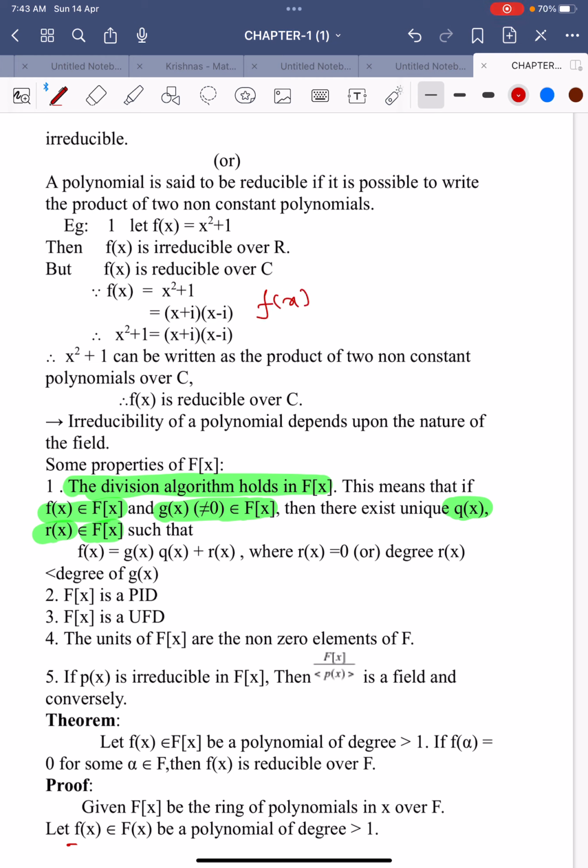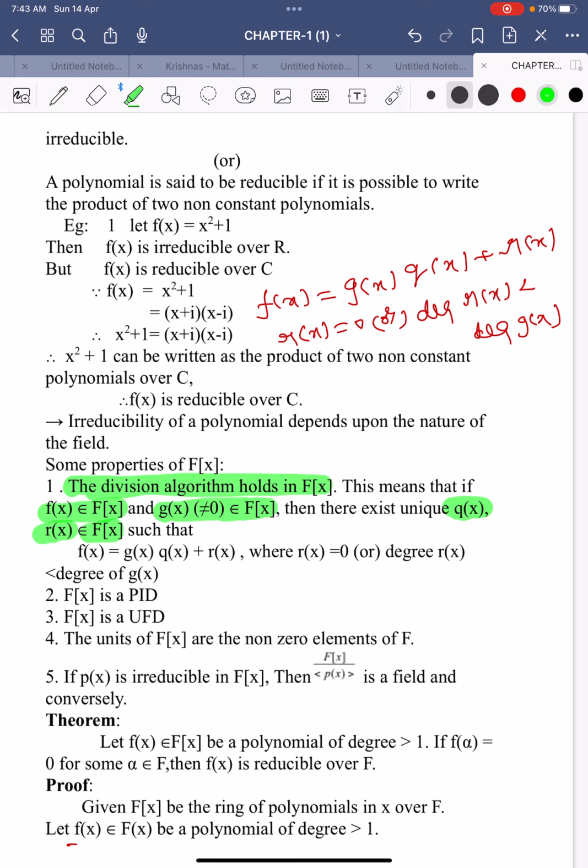f of x is equal to g of x into q of x plus r of x, where either r of x is equal to 0 or degree of r of x is always less than degree of g of x. So division algorithm holds in the polynomial ring.